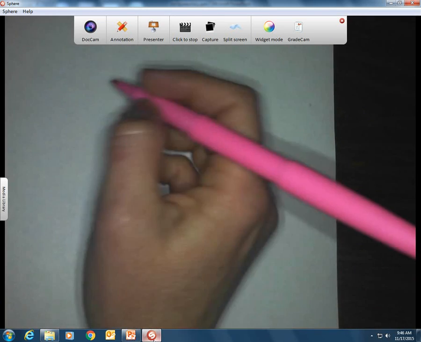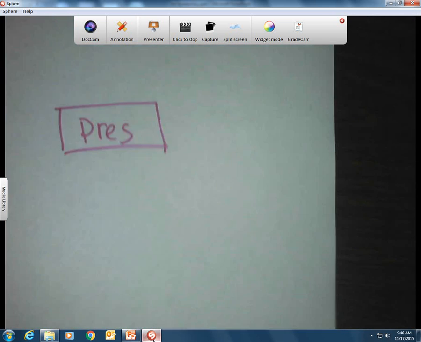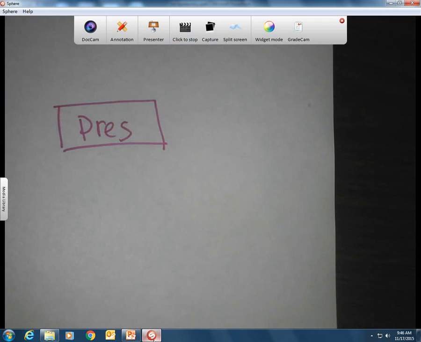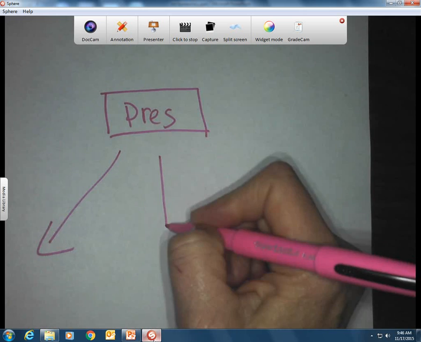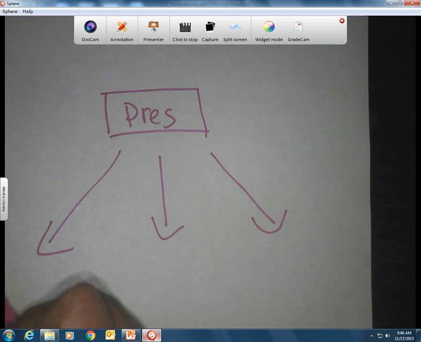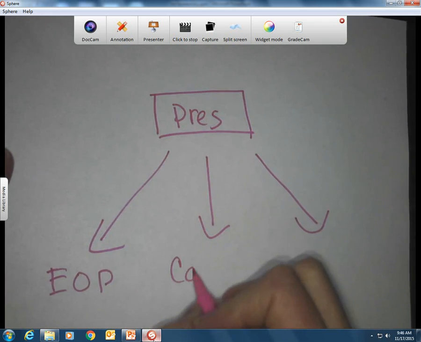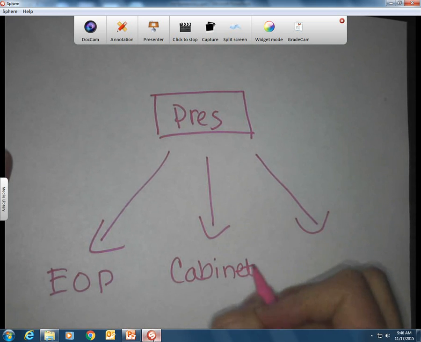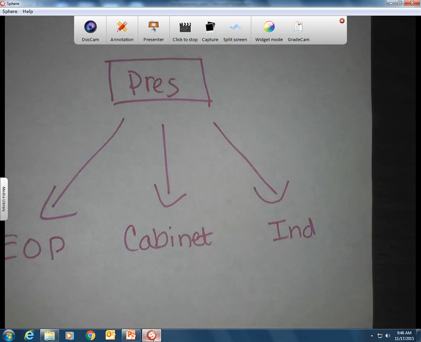Okay, so when we talk about the executive branch, ultimately, obviously, the president is in charge, right? So he ultimately makes every decision that happens within the executive branch. You have 3 parts, okay? You have what's called the EOP, the Executive Office of the Presidency. You have the cabinet, which is what we'll talk about first because it's the oldest part. And then you have 3 different kinds of things that are independent. And we'll explain what those are in a minute.